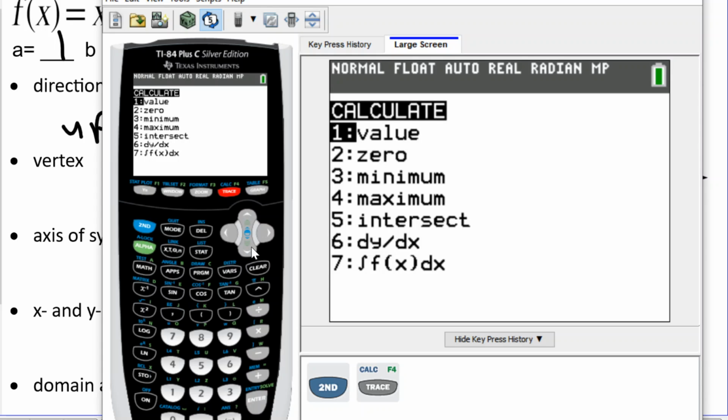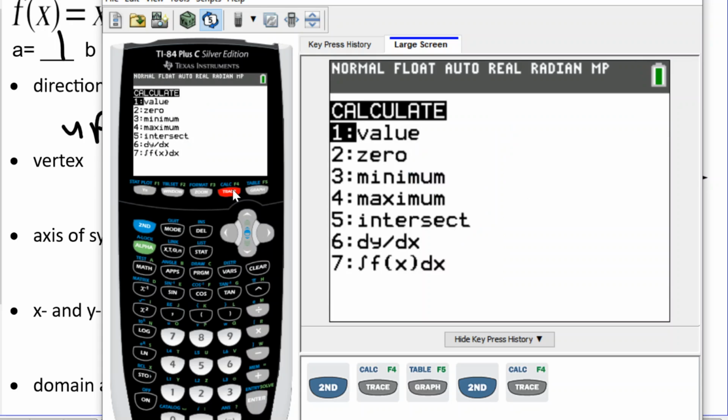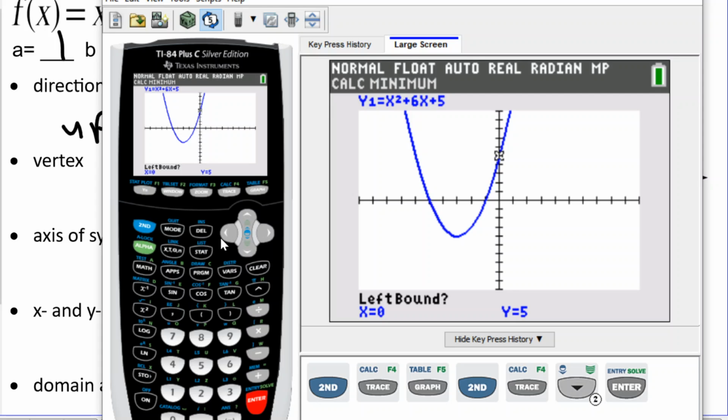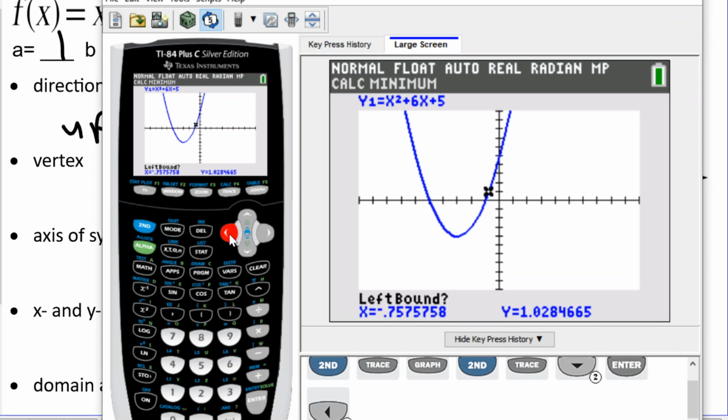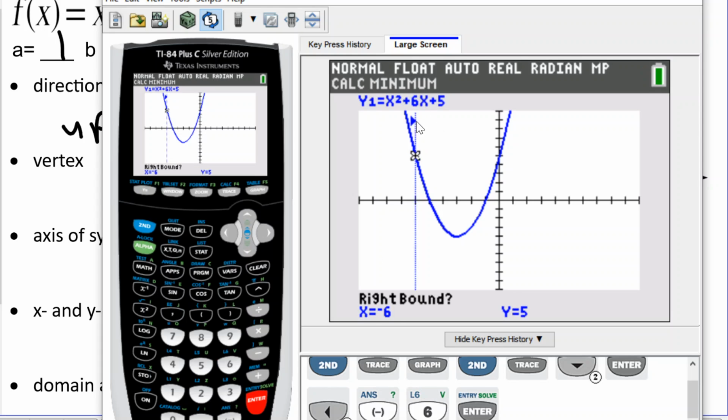So let's start with that because it's next on our list. I'm trying to find my vertex. If I look back at my graph, my vertex here is the lowest point on my whole graph. That means that to find my vertex in this case, I'm going to hit minimum. If I had a graph that opened down, then I would hit maximum. Your calculator gives you some instructions down here at the bottom. It says left bound. It's asking you to pick a point somewhere left here. You can use the arrows, or you can type in a number. We see that this is about -5, so let's try -6, as long as it gives you that little arrow somewhere left of your vertex.